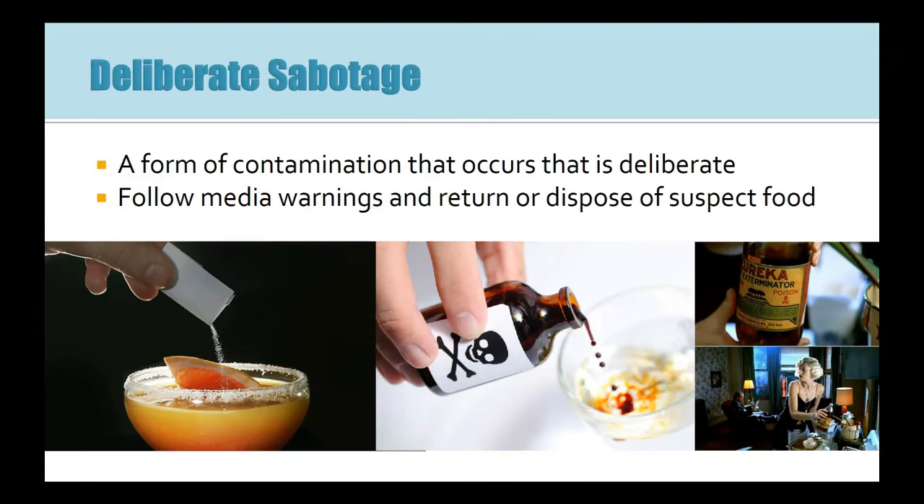So you can contaminate food deliberately, and this could either be in the form of a powder or a substance, or you might want to poison someone. So it's also really important that you follow media warnings about contamination of food and either return or dispose of food that may be suspected of being contaminated.